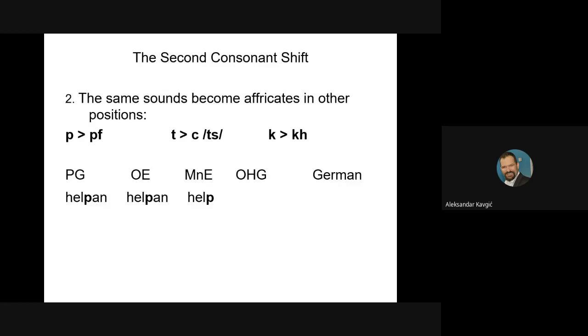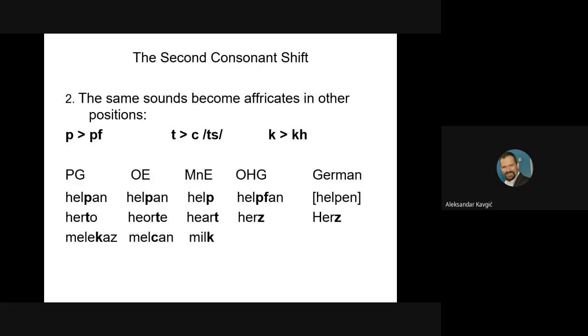So that explains Proto-Germanic helpan, Old English helpan, Modern English help, which became, as you can guess, in Old High German, helpfen, and in Modern German, just helfen. In Proto-Germanic, you had the word herto, Old English herte, Modern English heart. So this t became ts, and this is why you say herz. And you know this also from board games, especially, you know, playing cards.